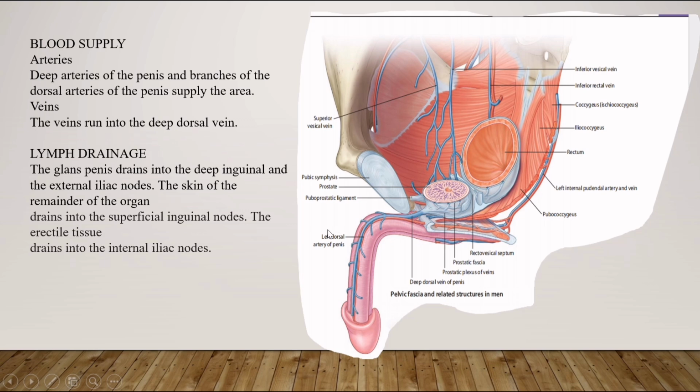Then venous drainage corresponds with the artery. Lymphatic drainage, okay, it's to 3 sites. One of it will follow the spermatic cord to the superficial inguinal nodes. The other one will follow the vessels to the internal iliac nodes. And the last one will drain into the external iliac nodes. It will follow the deep inguinal.